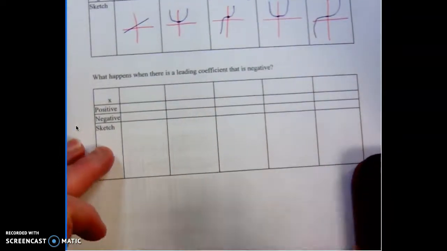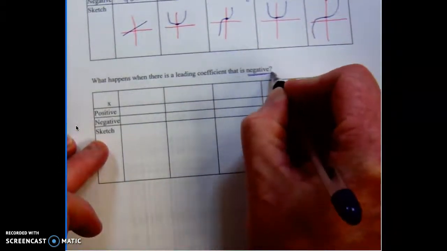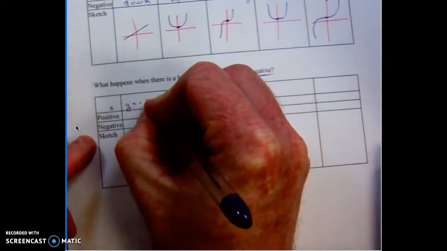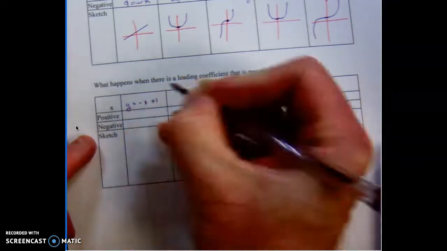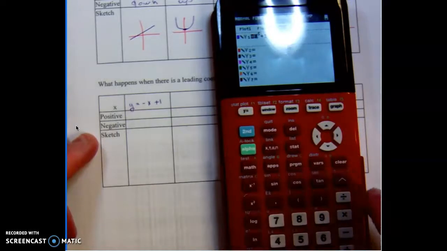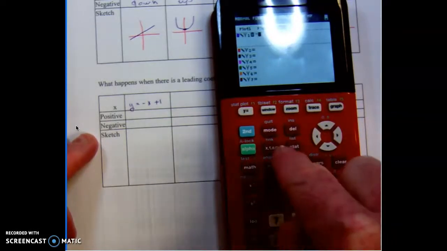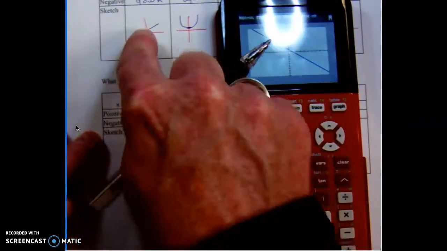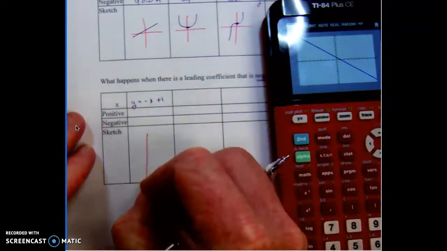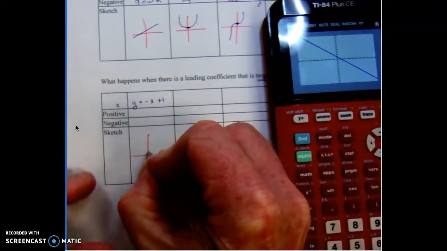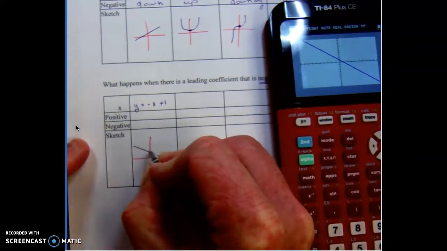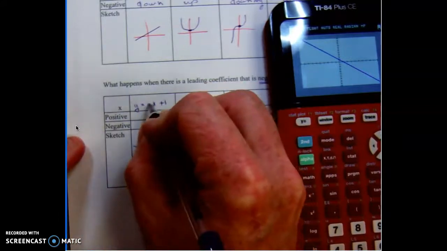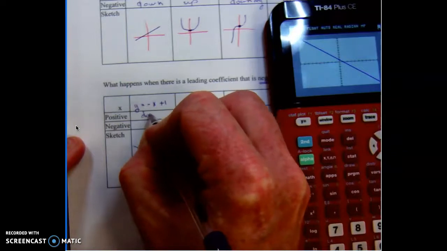All right, so the next thing is, what happens when the leading coefficient becomes a negative number? So let's consider y equals negative x plus 1. So negative x plus 1. So it actually just flips this the exact opposite direction. So it still goes through positive 1, and this time it goes, oop, I kind of missed. We'll make our dot bigger. Okay, so it goes, as x gets bigger, that negative makes it go down, or negative.